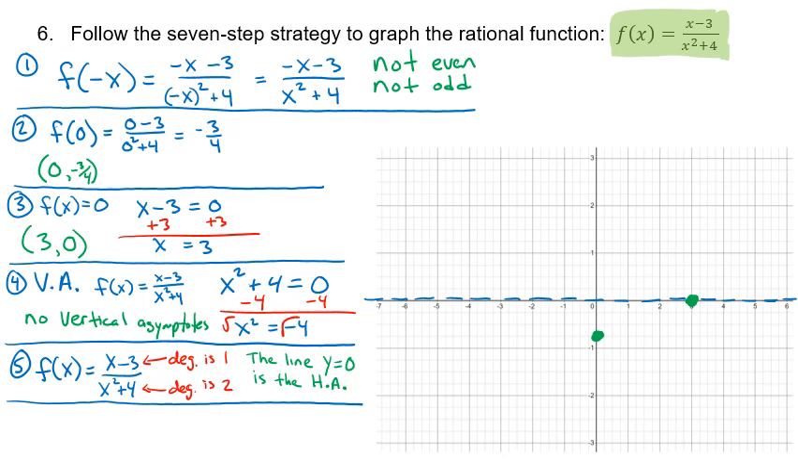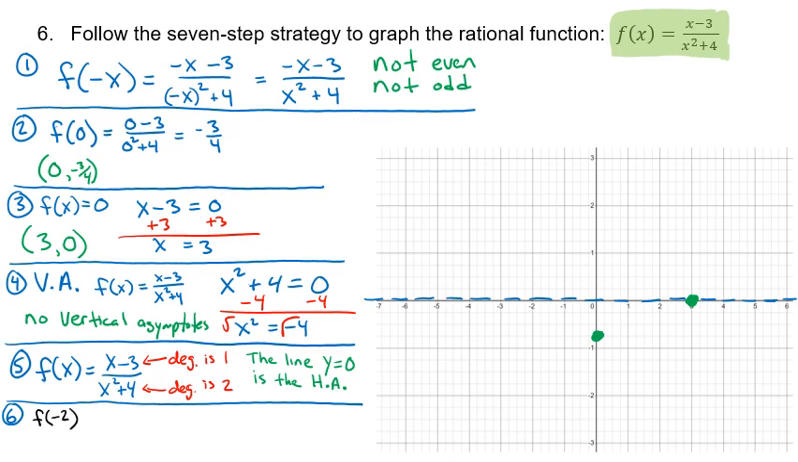Okay, so now let's plug in a couple points just to make sure our graph is in the right place, because right now all we have are 2 points and 1 dotted line. That's actually enough. That's all we need. But just to be sure, let's generate a couple more points. So let's say, what happens when x is equal to, I don't know, -2.